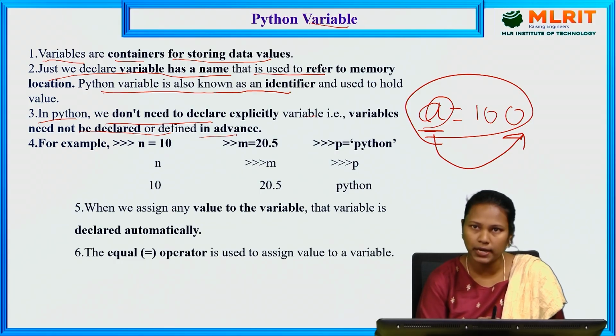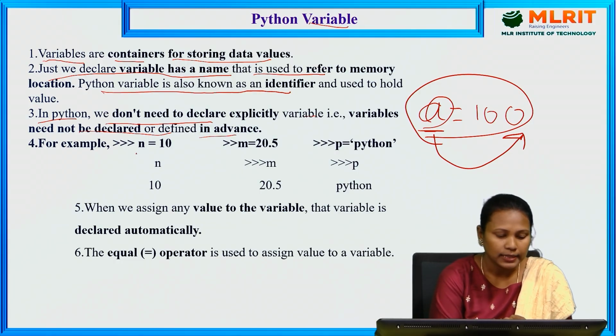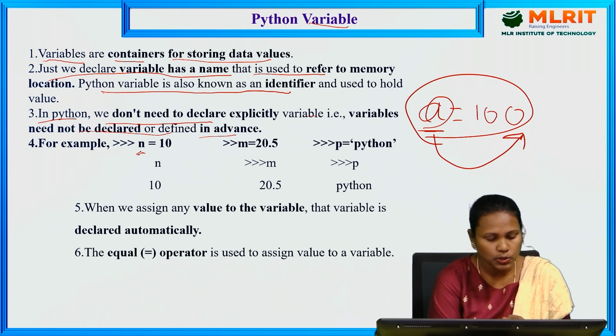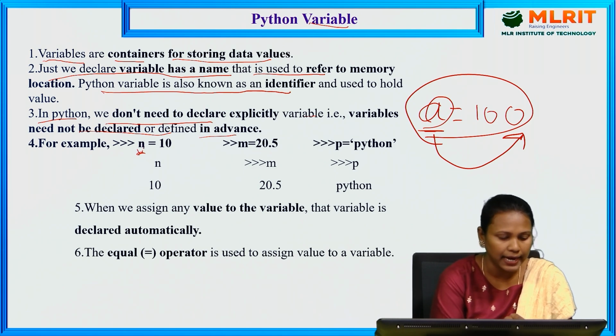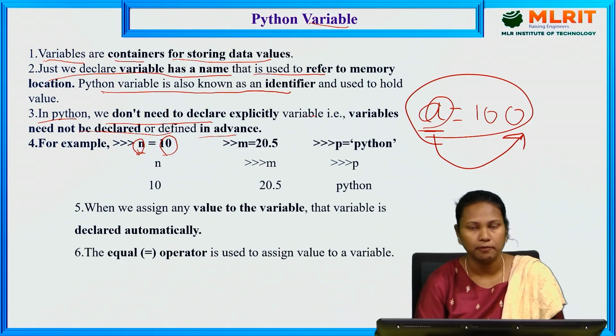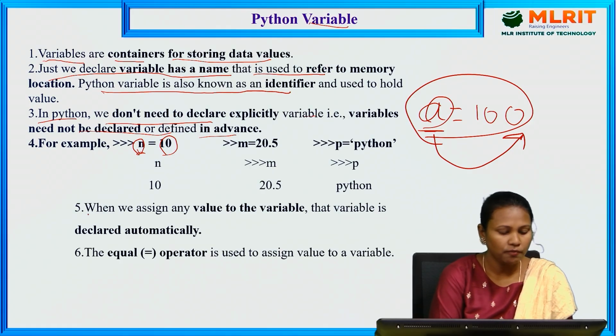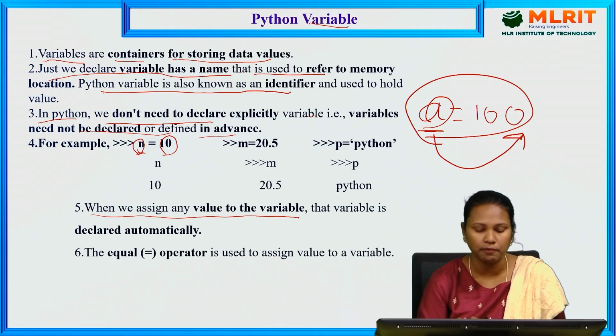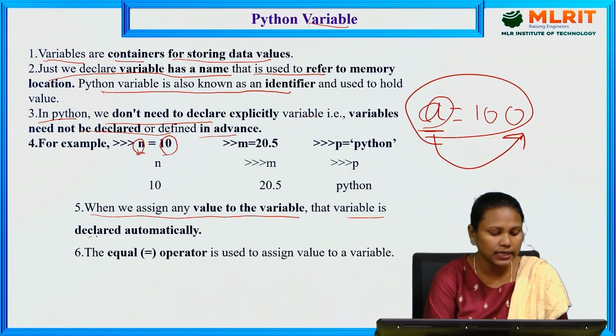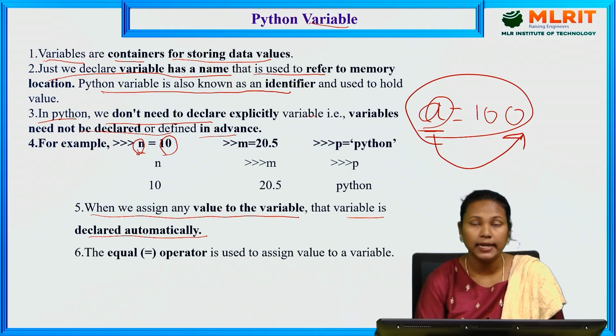So, how we are defining the variable is, the N is the identifier. The left part we are calling a identifier or variable. The 10, the right part, we call a value. When we assign any value to the variable, that variable is declared automatically. Here, Python is dynamically typed, so there is no need of specifying what type of data it is.